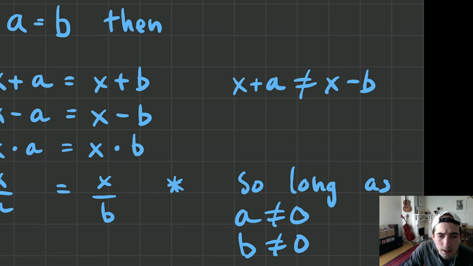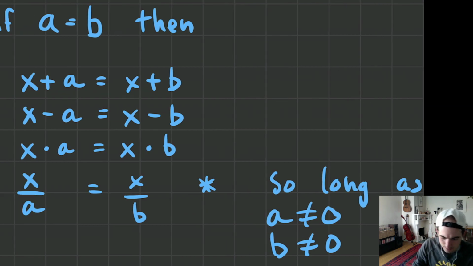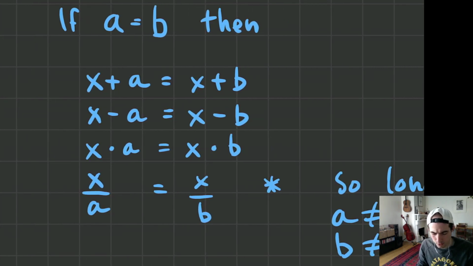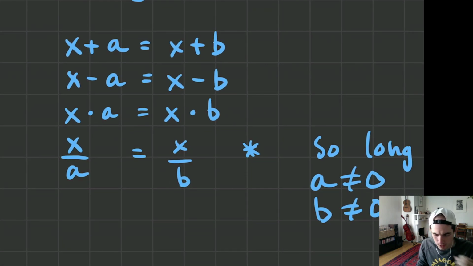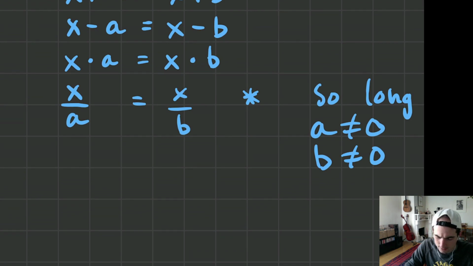Does x, okay, and b over a 0? I'm not sure what that means, but yeah, no, I think that's a really good question. Can you divide both of them by a and b? Well, yes, as long as a and b are non-zero.